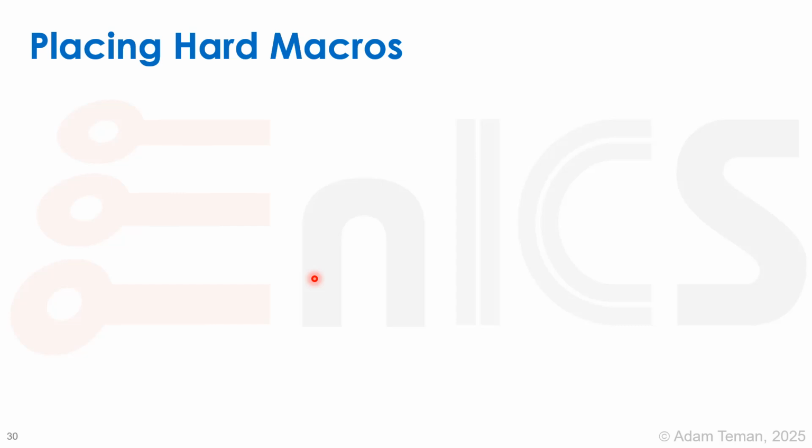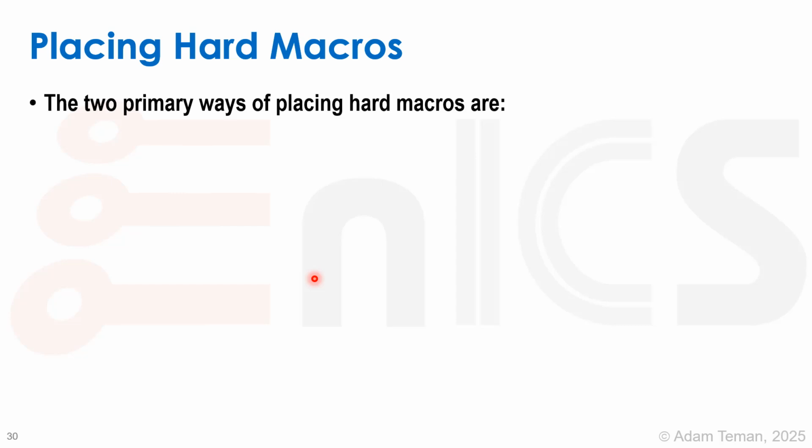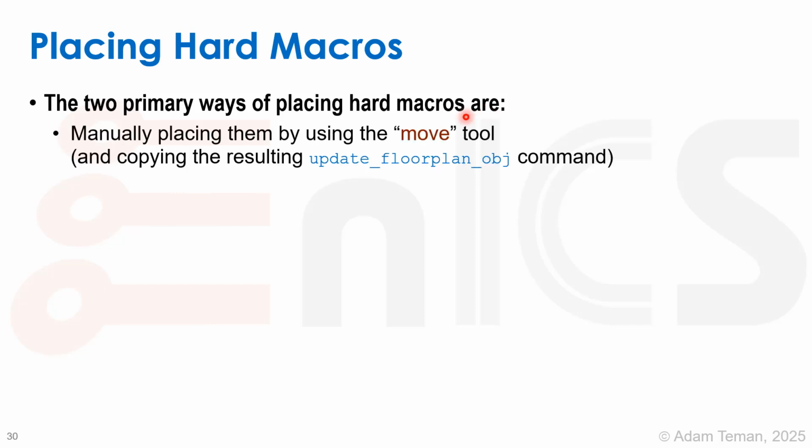So it's time to place hard macros, and we have different types of hard macros such as SRAMs or analog IPs or all kinds of things that came as a hard macro. And we have two primary ways of placing the hard macros. The first way, which is the trivial way, is to manually place them. We have a move tool, and I'll show you that in the demo in a minute. And we can move our mouse around and put our macro wherever we want inside the floor plan.